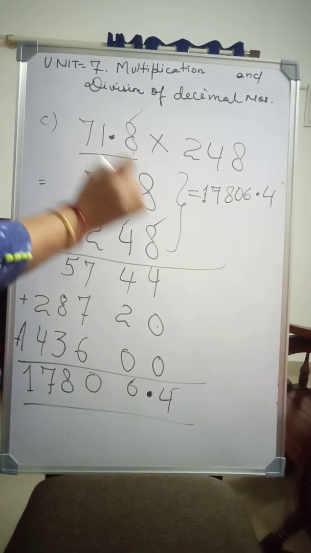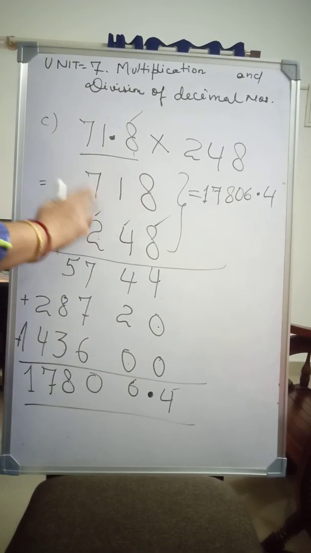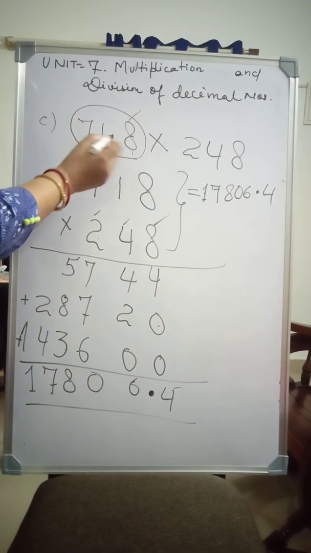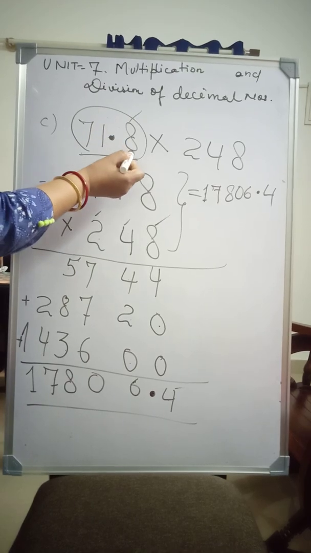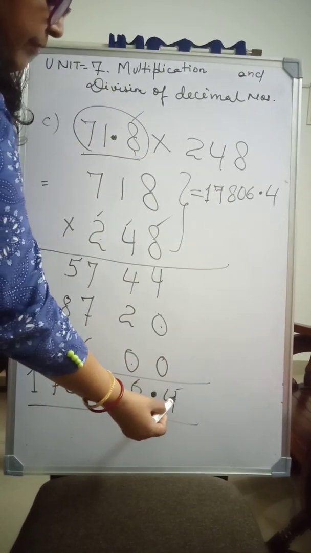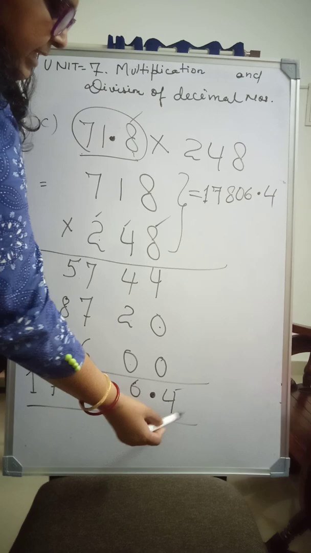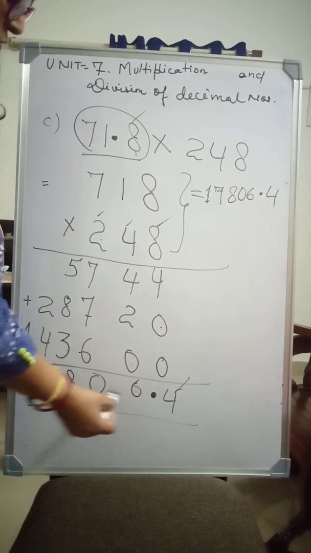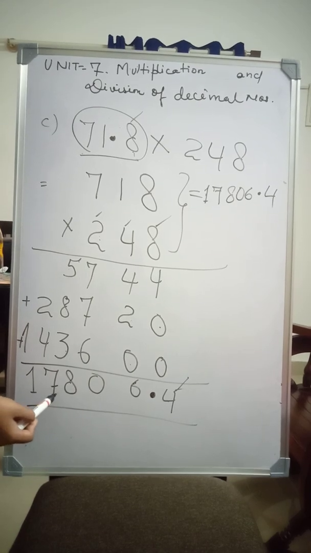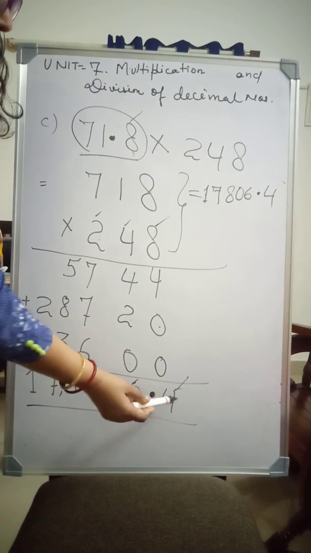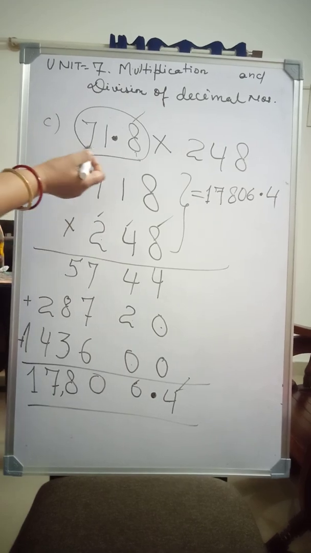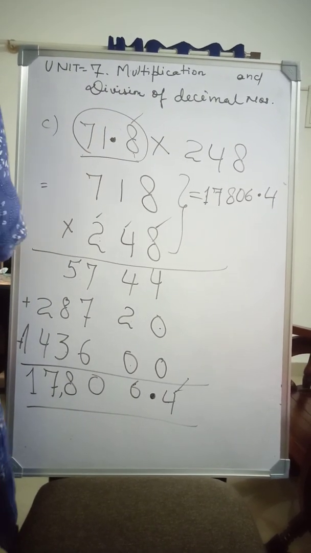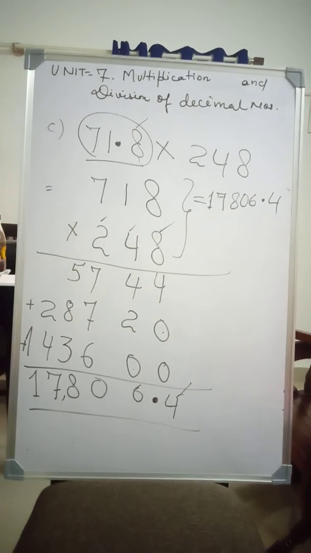So the second step: after doing this multiplication, this multiplicand has 1 decimal place. So in the product also we will count the number of digits, 1 digit from the right. After 1 digit we will put the decimal point. So the answer is 17,806.4. In this way we will do the multiplication of a decimal number and a whole number. So let us take another example.